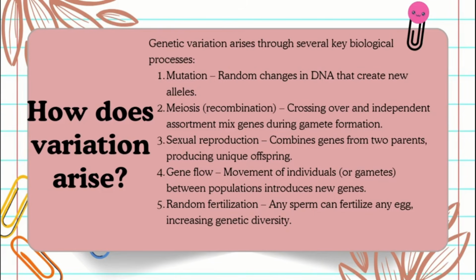Then we said sexual reproduction combines genes from two parents, giving unique offspring, and sexual reproduction and meiosis both go together, because they are intertwined essentially. Meiosis can only happen if sexual reproduction is happening. And then you have gene flow, which is the movement of individuals between populations, and that helps to introduce new genes.